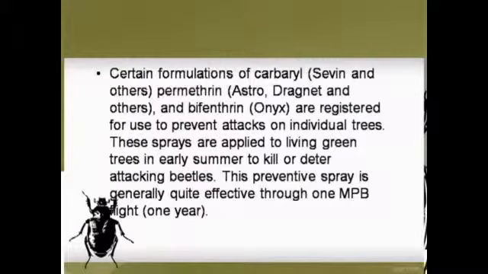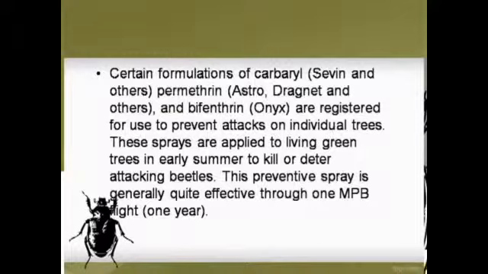Certain formulations of carbaryl, and others, permethrin and bifenthrin, are registered for use to prevent attacks on individual trees. These sprays are applied to living green trees in early summer to kill or deter attacking beetles. This preventative spray is generally quite effective through one MPB flight year.